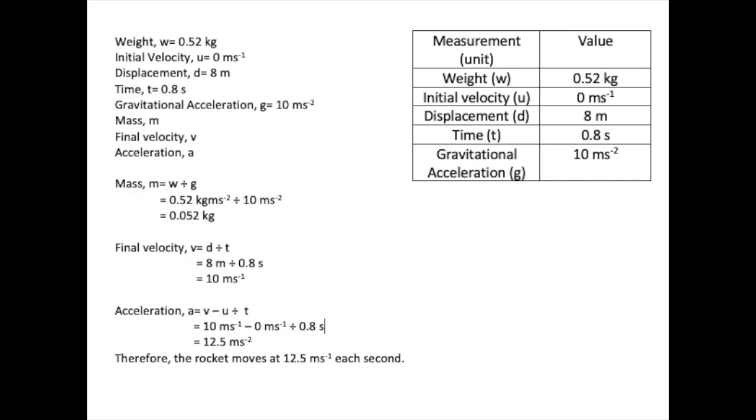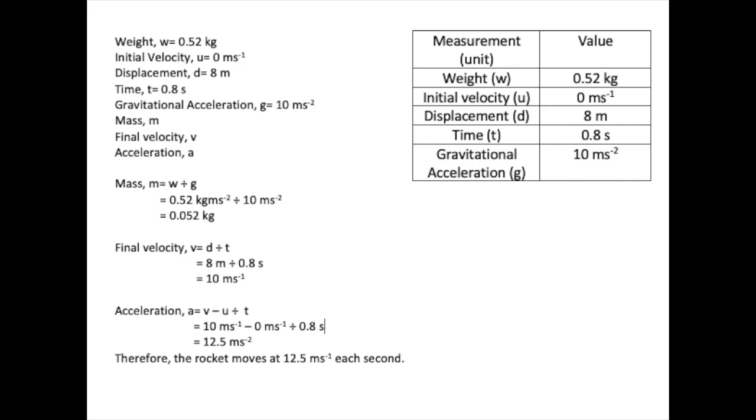Next, we need to calculate the final velocity. We need to use the formula V equals D divided by T, which means displacement divided by time. So we look at our table here. D is 8 meters divided by T, which is 0.8 seconds. So we calculate it and we will get 10 meter per second for the final velocity of the rocket.